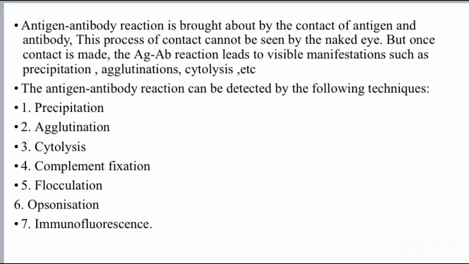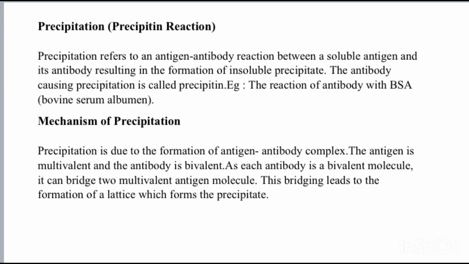immunofluorescence. So the first one is precipitation. Precipitation refers to an antigen antibody reaction between a soluble antigen and its antibody, resulting in the formation of insoluble precipitate. The antibody causing precipitation is called precipitin. Example: the reaction of antibody with BSA, bovine serum albumin.